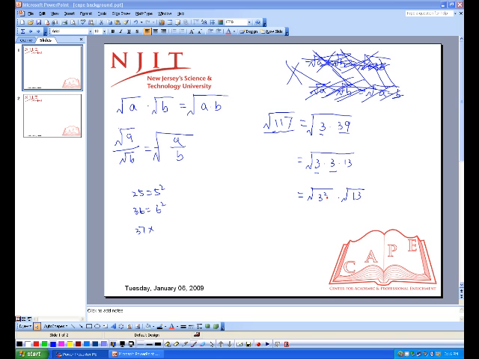3 squared is 9, and that's actually a perfect square. And from there, we can actually get rid of the square root sign and just write 3. Square root of 3 squared is 3 multiplied by square root of 13. And that's how we simplify square root of 117 into 3 multiplied by square root of 13.